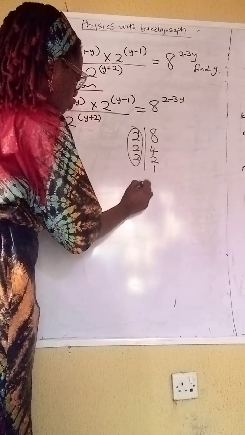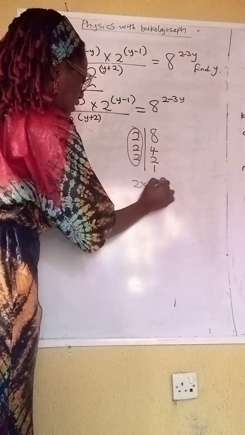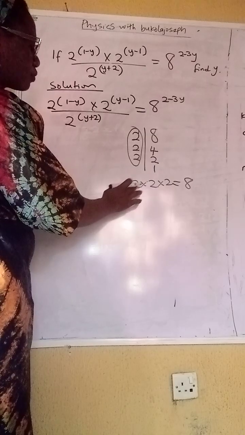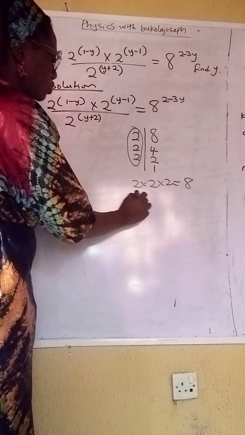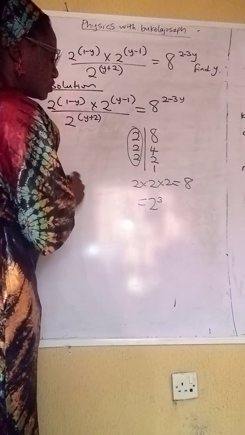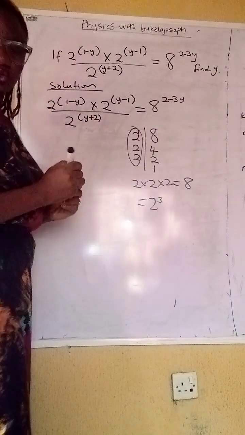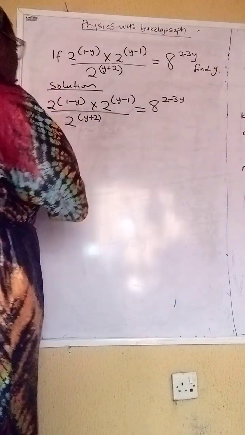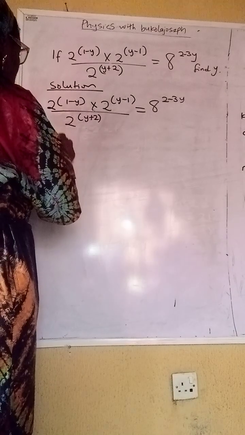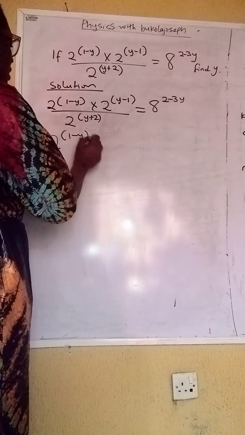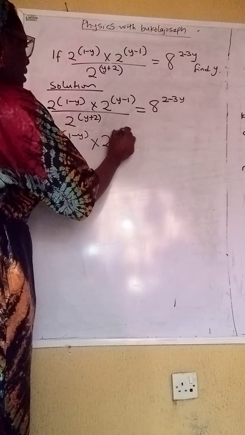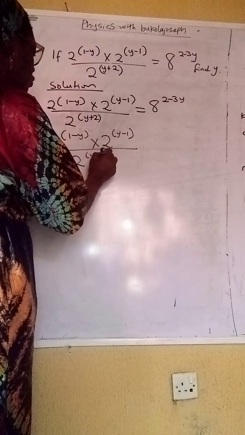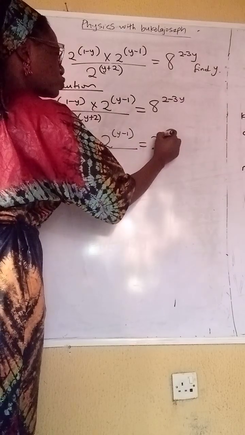So it means we have 2 times 2 times 2 is equal to 8, okay? So it means we have to convert 8 to base 2. It means it's going to be equal to 2 raised to power 3. Okay, 2 times 2 times 2 is equal to 8. So now we have this understanding. So our next step is going to be 2 raised to power 1 minus y times 2 raised to power y minus 1 all over 2 raised to power y plus 2 is equal to 2 raised to power 3.